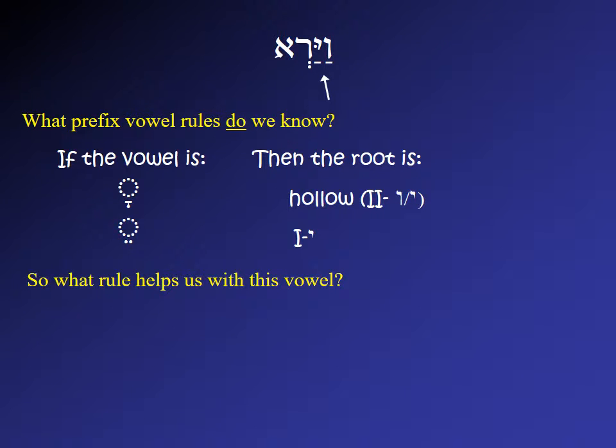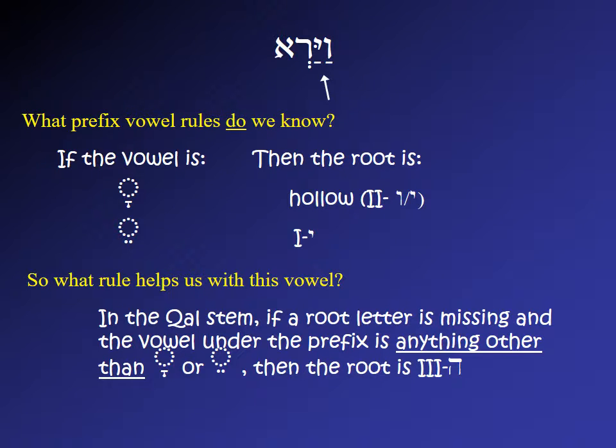So what rule do we have that can help us with this particular form? We don't have a qamets, so we don't have a tzere. Here is a rule that works pretty much. In the qal stem, if a root letter is missing, that is, it's not there, and the vowel under the prefix is anything other than a qamets or a tzere, then the root is third hey. Now, when I say the root letter is missing, I mean that it has disappeared altogether.